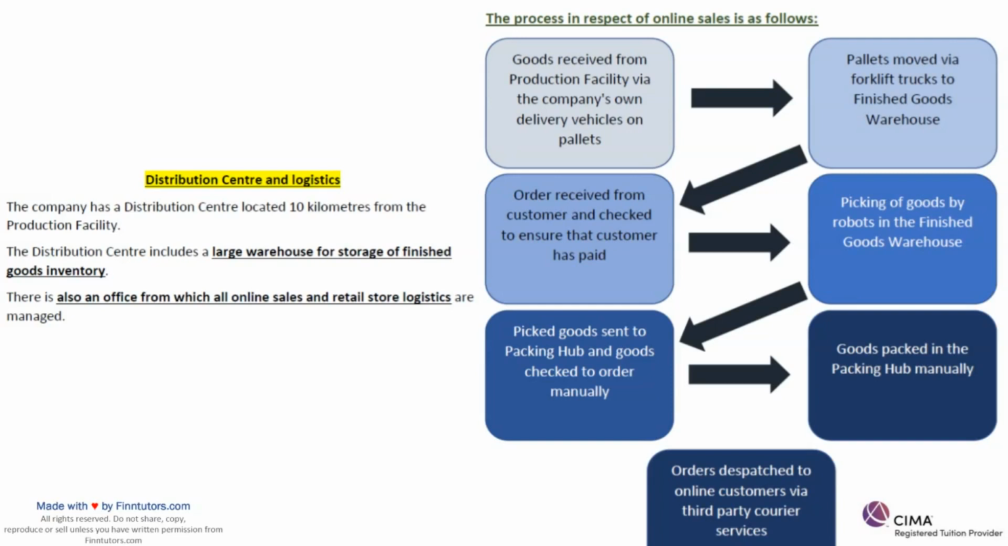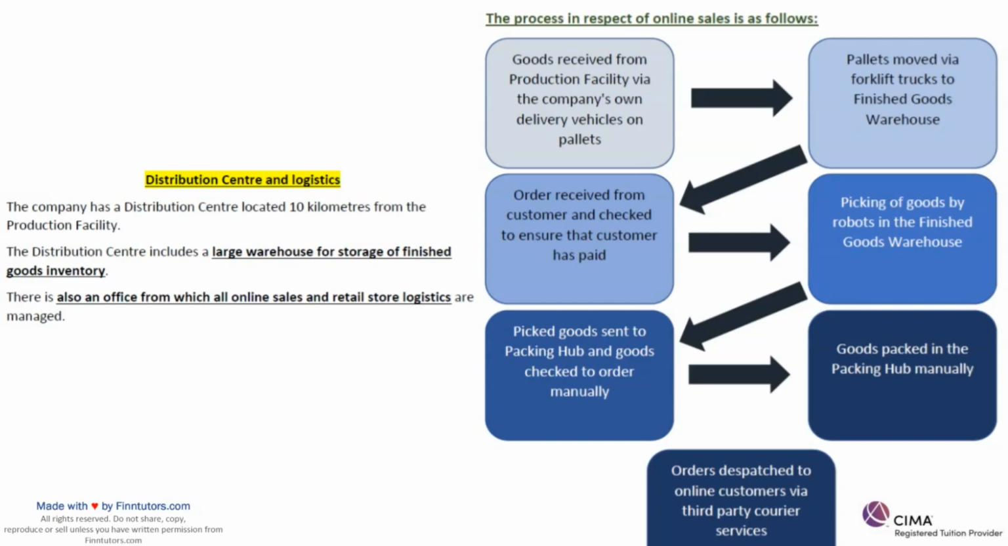So, goods are received from the production facility via the company's own delivery vehicles on pallets, which means you have your own delivery vehicles as well. You are a vertically integrated company. But can we outsource this part? Is it possible? Next, pallets are moved via forklift trucks to the finished goods warehouse.